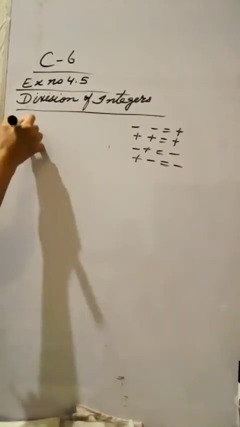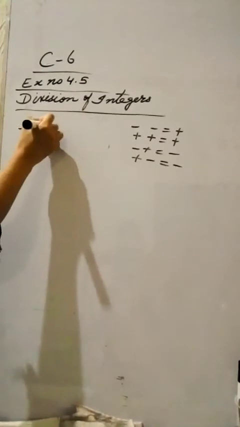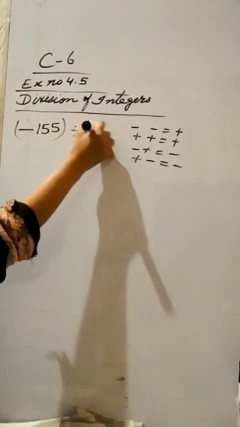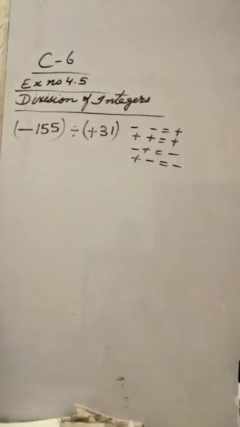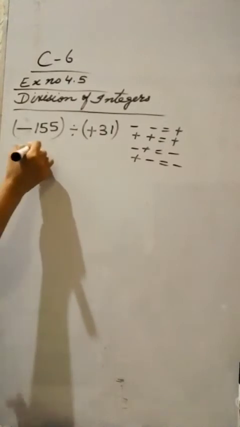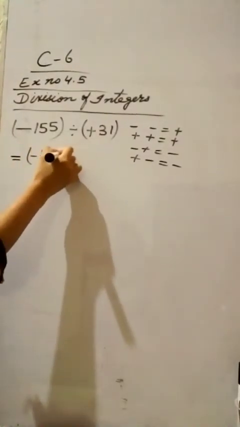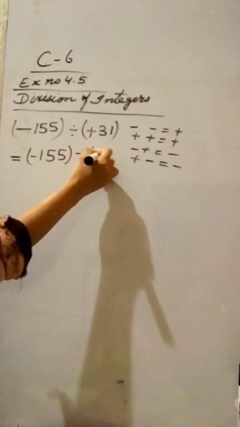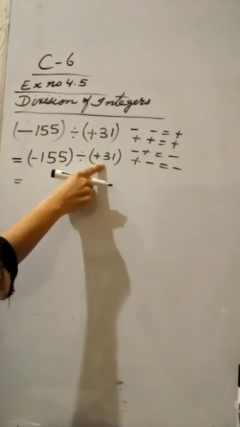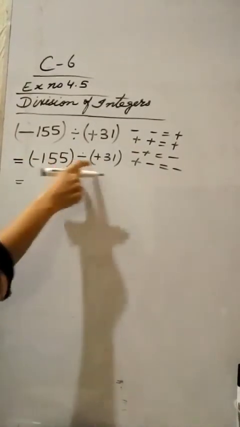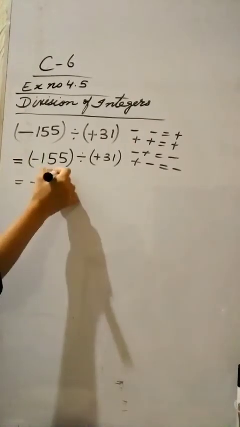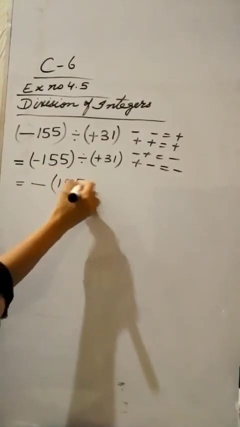Next question is minus 155 divided by plus 31. So we have to solve this. First of all, write your question again with the equality sign. Now solve the sign first, because we need a single sign with the answer. Minus plus, see, minus plus minus. Answer is minus. Now you can solve this. 155 divided by 31.